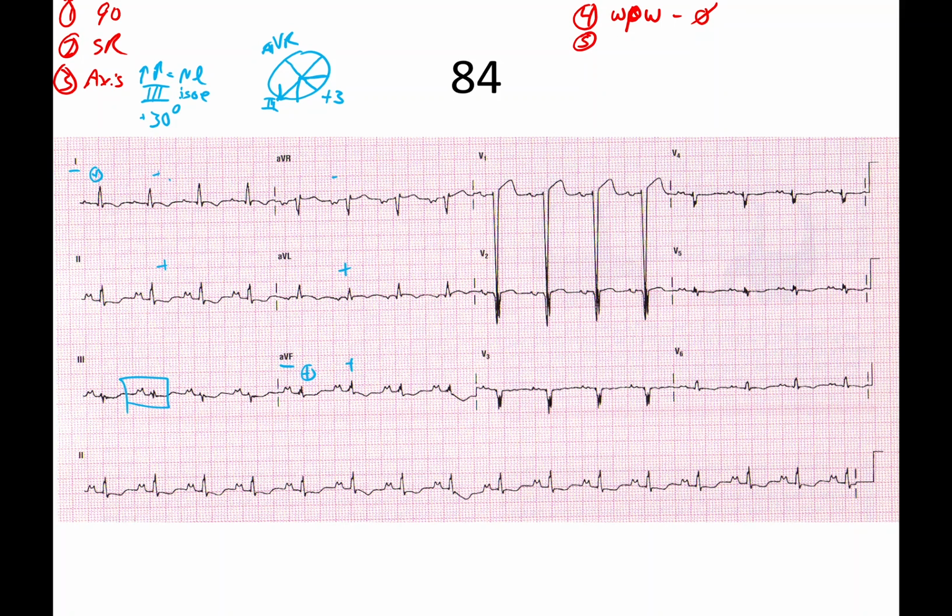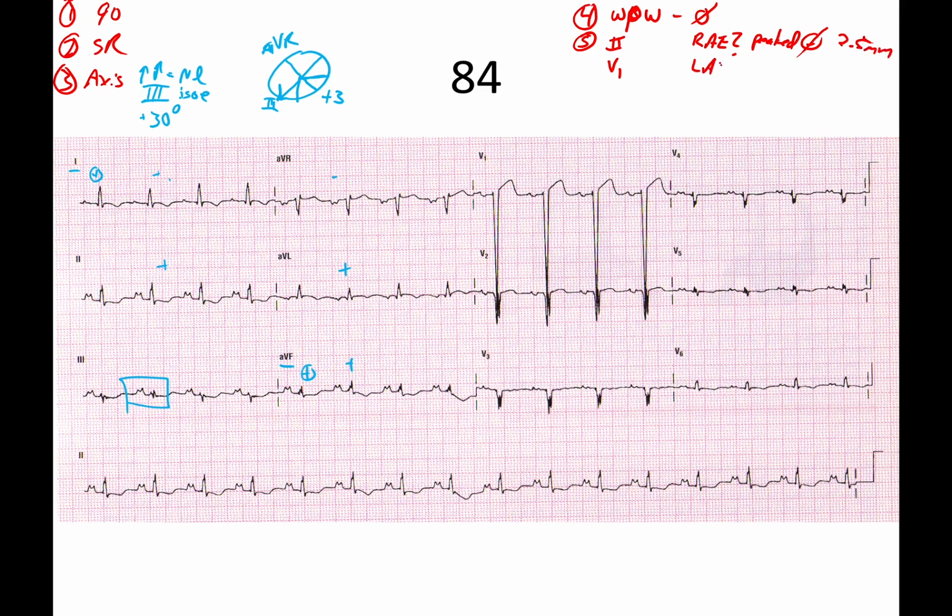So where are we going to look? We're going to look in leads 2 and V1. Now we're going to look for right atrial enlargement first. So the question is, RAE, and do I have the peaked waves? And the answer is definitely not. You saw what those looked like last time. They look a little bit taller maybe in lead 2, but they don't meet that 2.5 millimeter that we were looking for.